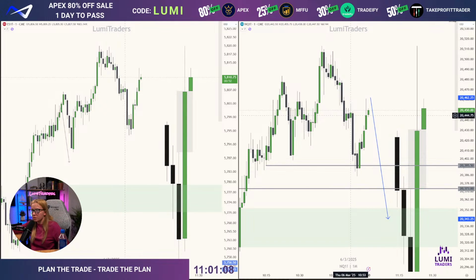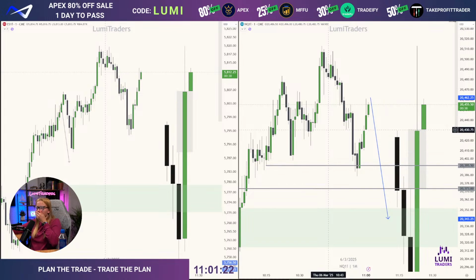These 3 candles will be enough. Just need to close above them. Let me check.